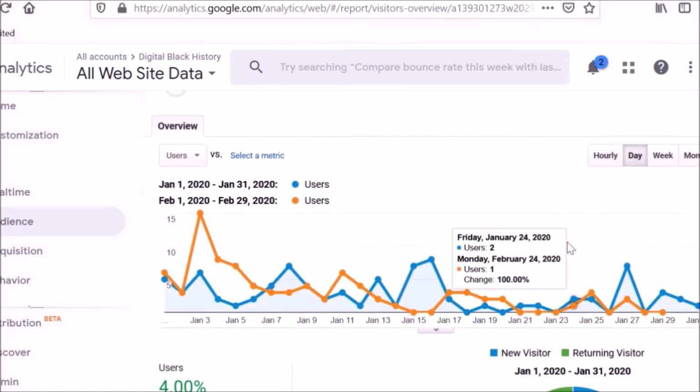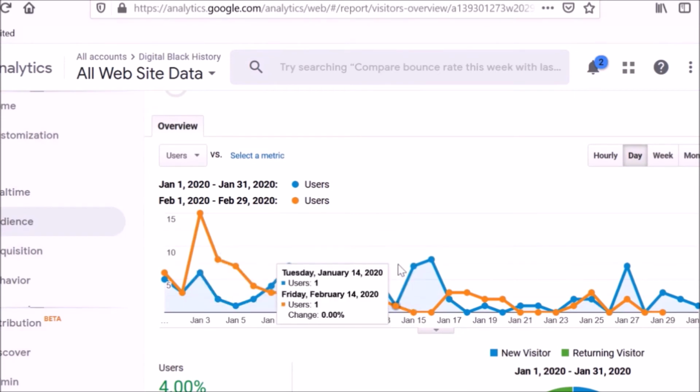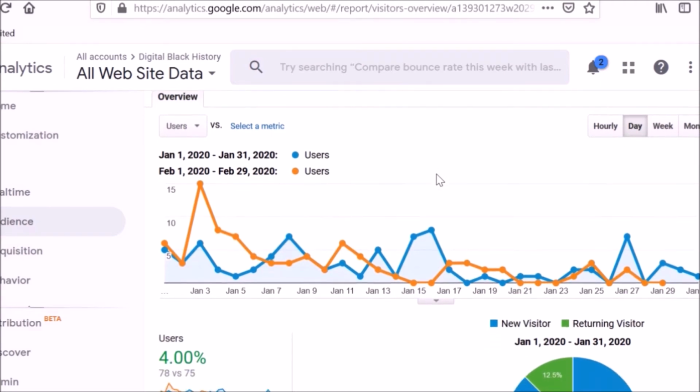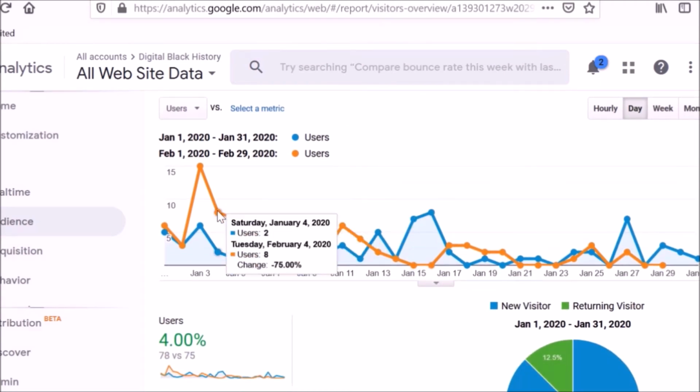So now instead of having just one blue line in my line graph, I have an orange line as well. So I can easily compare and see where my users were increasing as it compares to those time periods. As I hover over these dots, it'll show me the discrete count of users for that time period, as well as the percent of change.